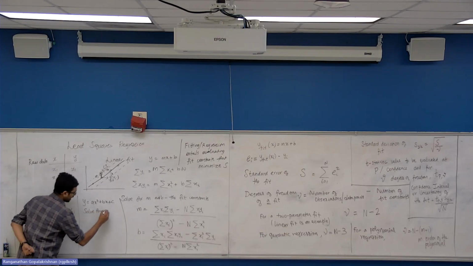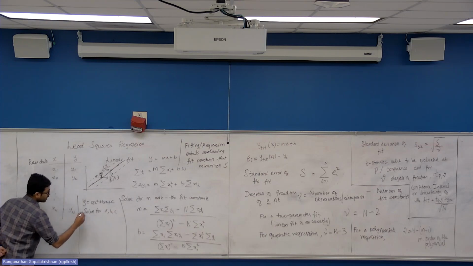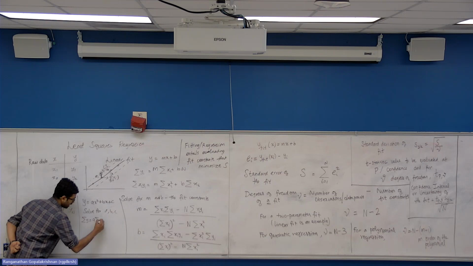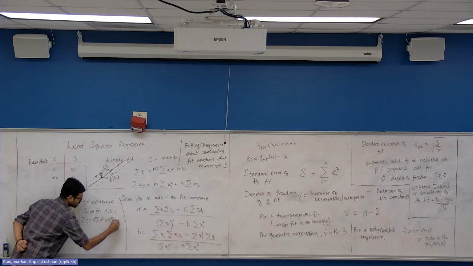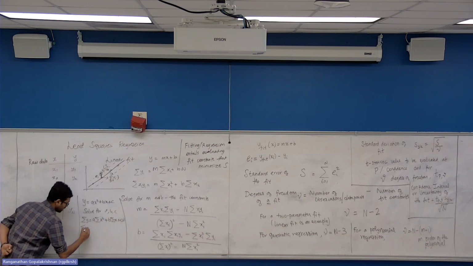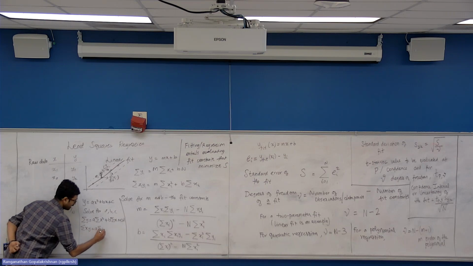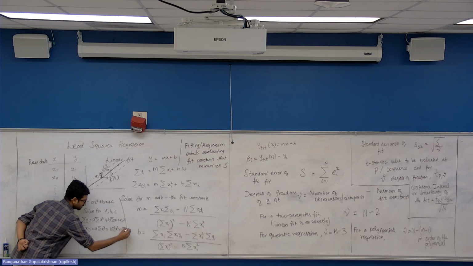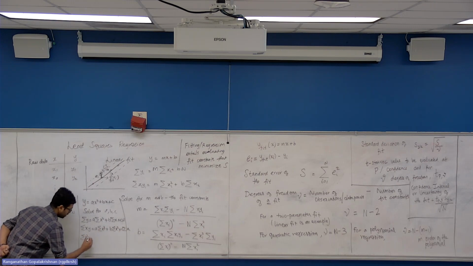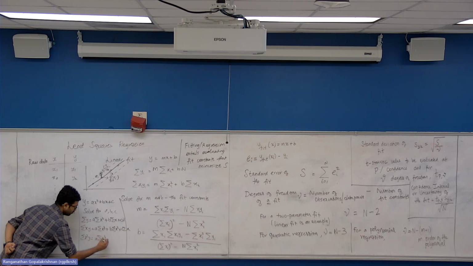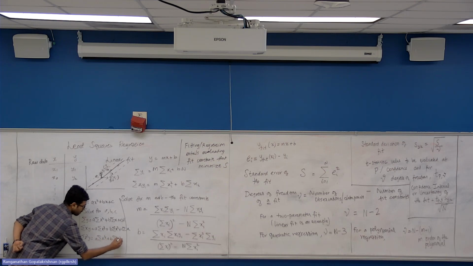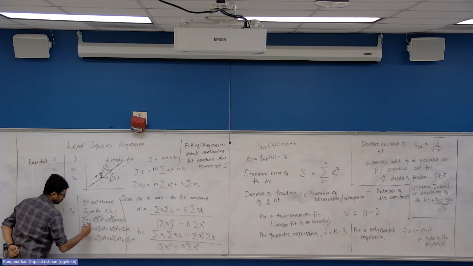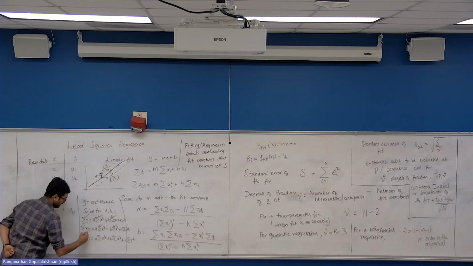we would need to solve for a, b, and c, and you would do that by setting up three equations in three unknowns: sigma y equal to a sigma x squared plus b sigma x plus cn, and then sigma xy equal to a sigma x cubed plus b sigma x squared plus c sigma x, and then sigma x squared y equal to a sigma x to the fourth plus b sigma x cubed plus c sigma x squared. All these sums will be given to you. Don't have to be scared about evaluating these during the exam.